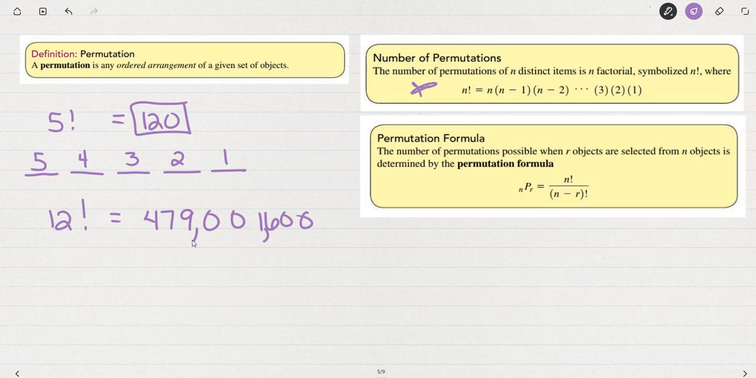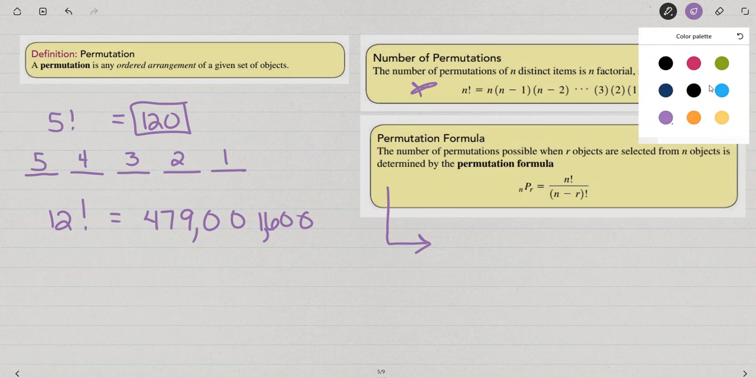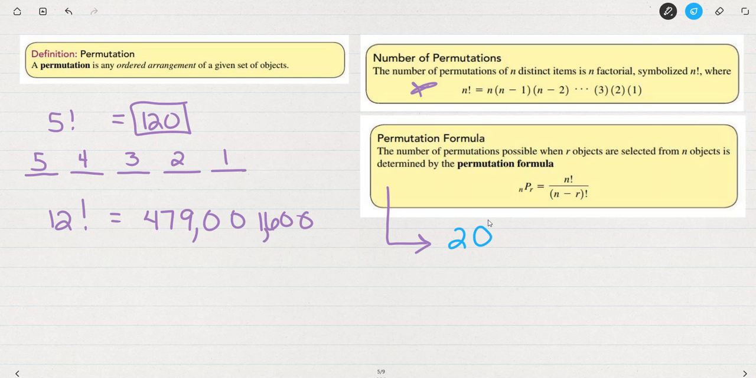Well, sometimes a permutation isn't going to use everyone. So here's an example of a permutation that's going to use this next formula. Let's say that instead of all the children in a class, we have a class of 20 students, and we're going to do an experiment, and we're only going to use 5 of those. We would describe this as a permutation of 20 students chosen 5 at a time.